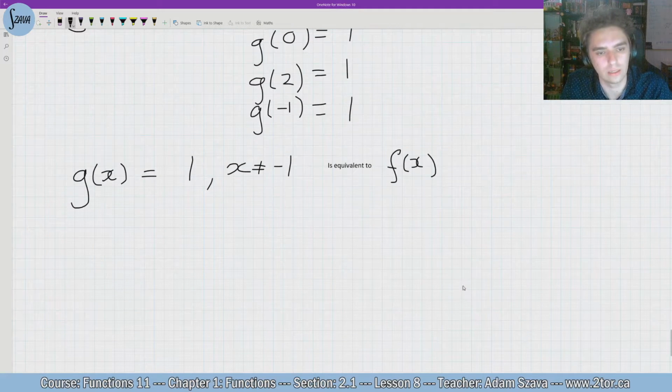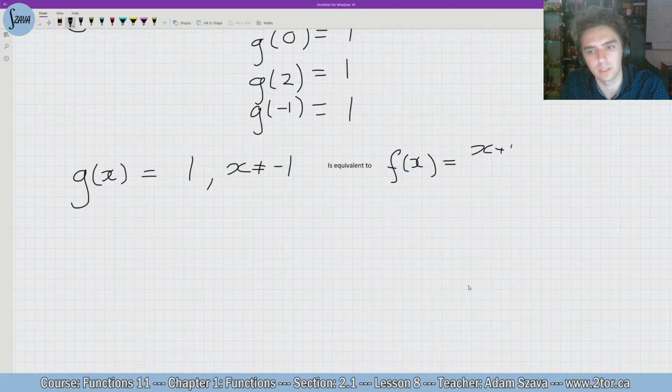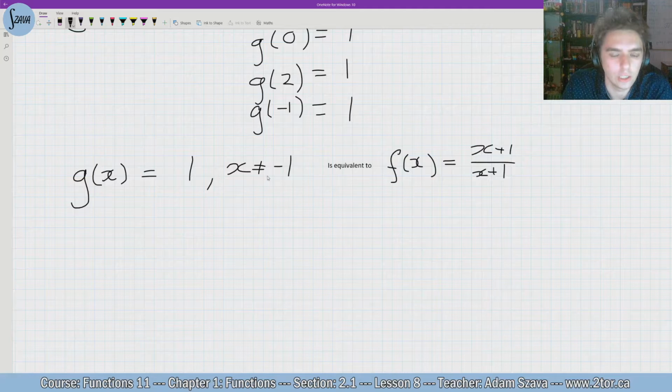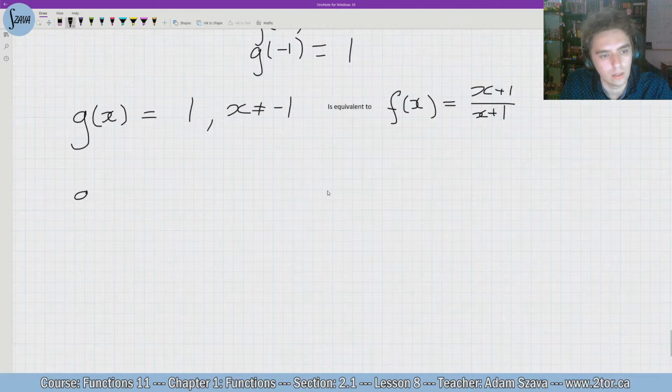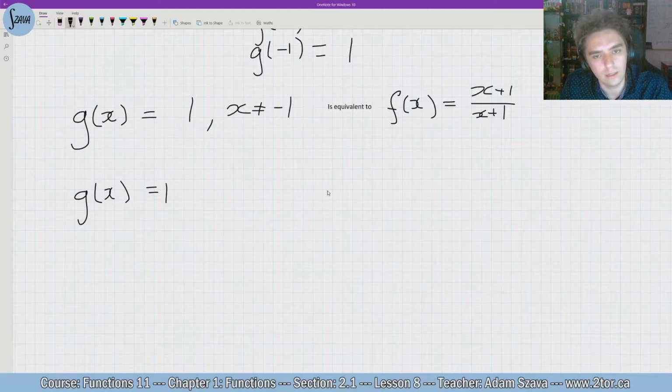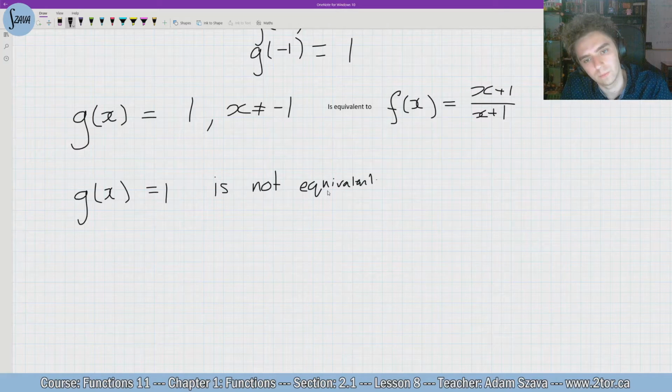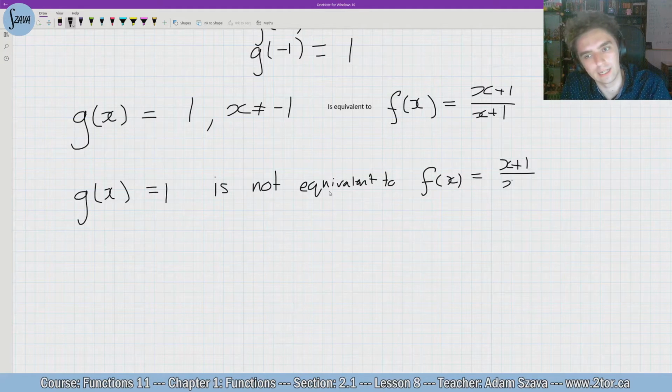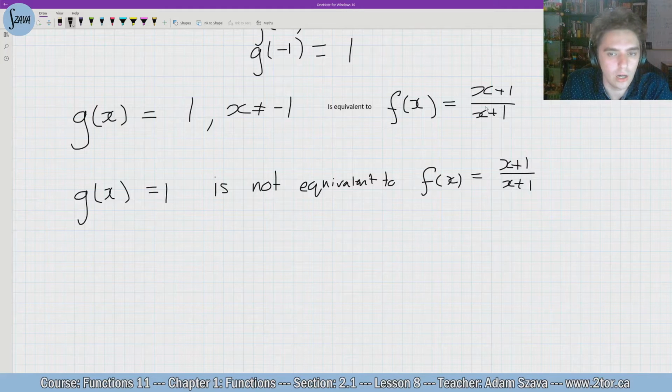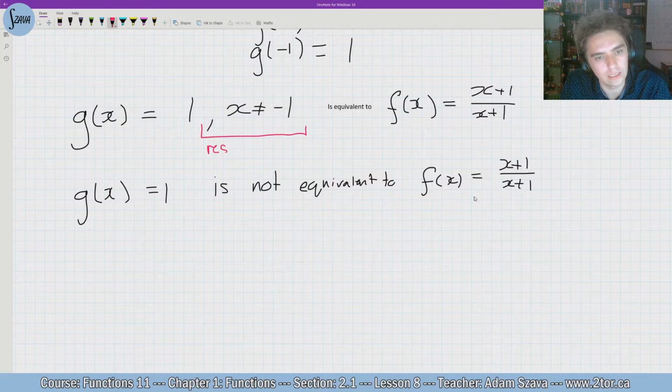Or in other words, I'll just write it here. F of x equals x plus 1 over x plus 1. These are equivalent. In comparison, g of x equals 1 is not equivalent to f of x equals x plus 1 over x plus 1. So these are equivalent, these are not. And you see, the difference is that I'm adding the restriction here in words. This is the restriction. Here, I'm putting a comma and then saying the restriction outright there.